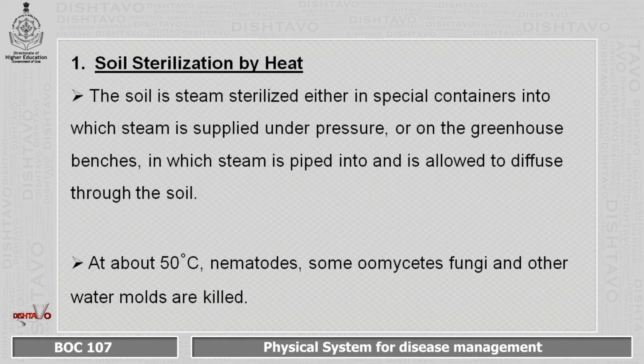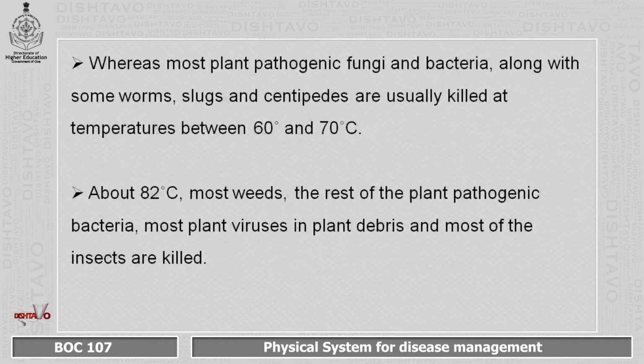The soil is steam sterilized either in a special container into which steam is supplied under pressure, or on the greenhouse benches in which steam is piped in and allowed to diffuse through the soil. At about 50 degrees Celsius, nematodes, some oomycetes, fungi and other water molds are killed. Whereas most plant pathogenic fungi and bacteria, along with some worms, slugs and centipedes, are also killed at temperatures between 60 to 70 degrees Celsius.